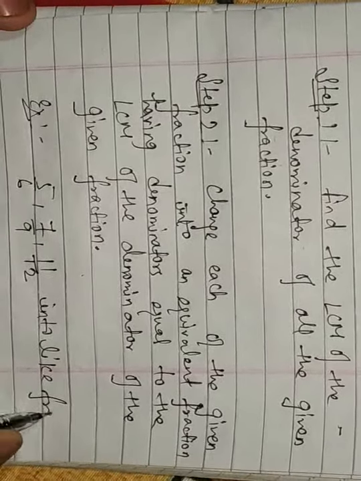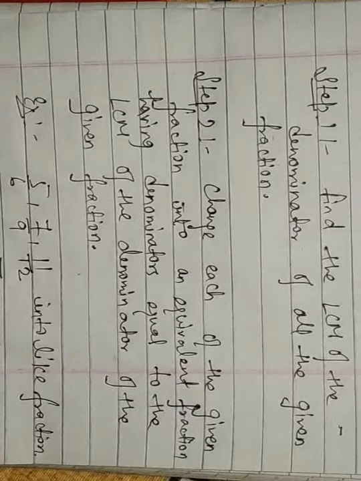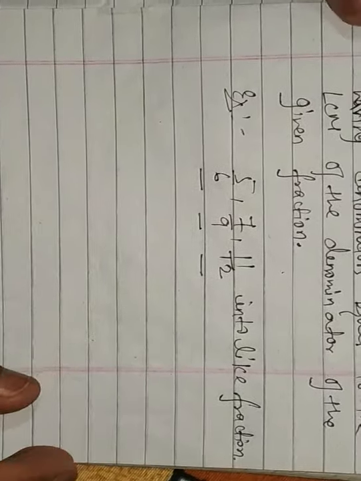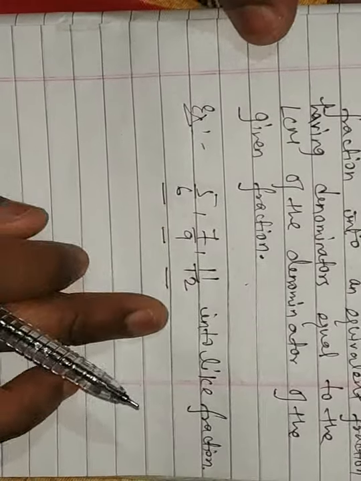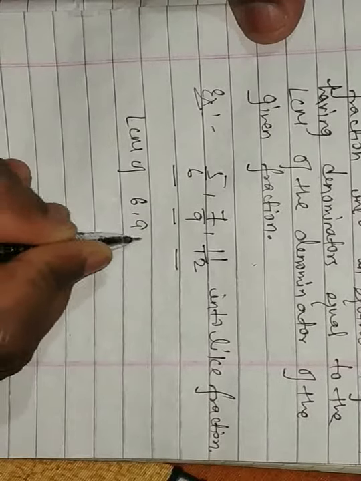I have to convert these given sets of fractions, 5 by 6, 7 by 9, 11 by 12, into like fractions. How can we do this? So first of all, we will find the LCM of the denominators of the given fractions. What is the LCM of 6, 9 and 12?